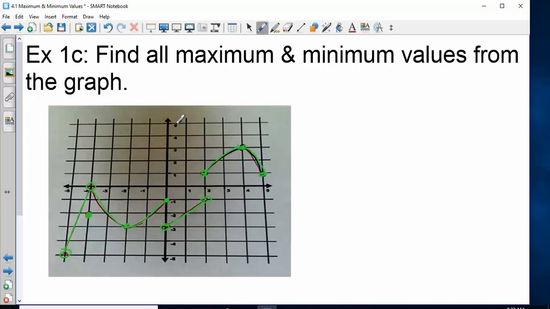Find a better way to put this graph on. I tried to copy it out of a book, but it did not work. Okay, if we look at this one.